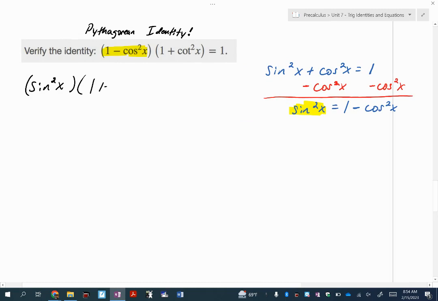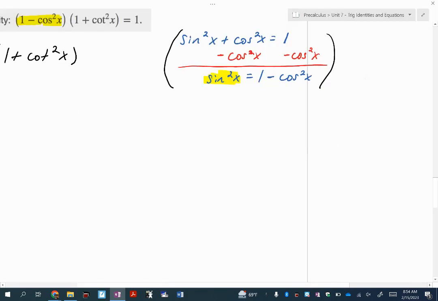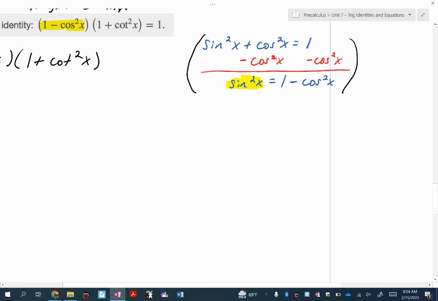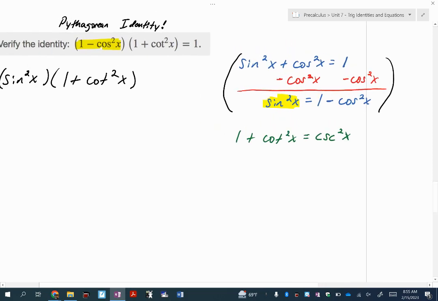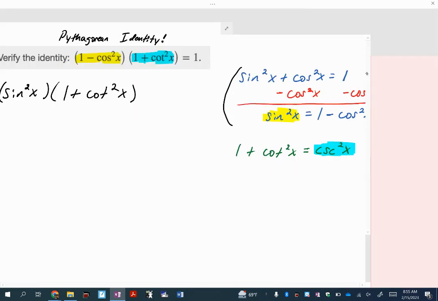Now I'm going to go ahead and keep the 1 plus cotangent squared x for now, right? But all of this work that I did was to replace that first term. All right, so now let's do the same thing for 1 plus cotangent squared x. So one of the other Pythagorean identities is 1 plus cotangent squared x equals cosecant squared x. Now this one requires no manipulation. You'll notice in the parentheses, 1 plus cotangent squared x is already there. So I'm just going to replace it with cosecant squared x.